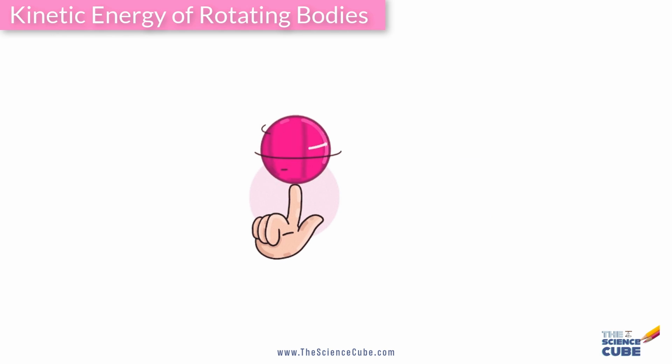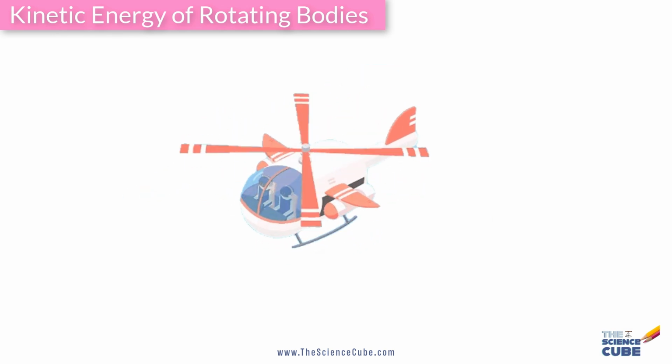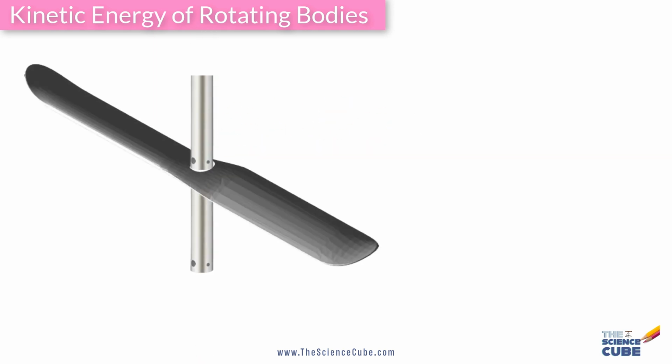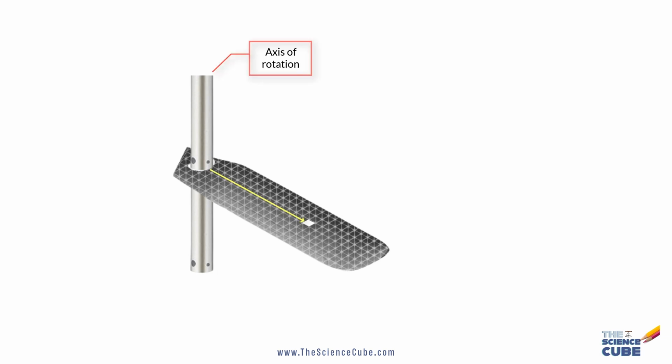Well, to do so, let us take a rotating body, say the rotating blade of a helicopter, and try to work around it. As a first step, we will divide up the helicopter blade as a collection of very small masses, each having their own speed based on how far or near they are to the axis of rotation. Then, if we can find the kinetic energy of each such particle, we can simply add them up to find the total kinetic energy of the blade as a whole.